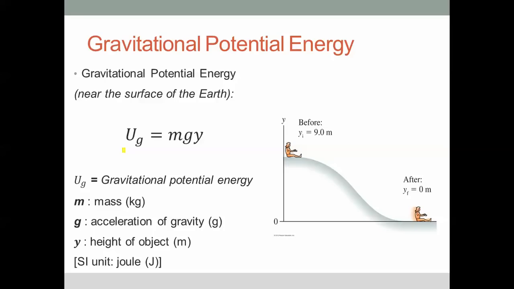This is a simple equation for gravitational potential energy. U, or U sub G, stands for energy, and the subscript tells us it's gravitational potential energy. It's equal to the mass times gravitational acceleration times y, which is the height of the object over the surface of the Earth. Now this is not the equation that you see on your equation sheet.